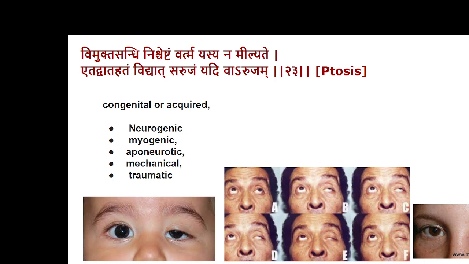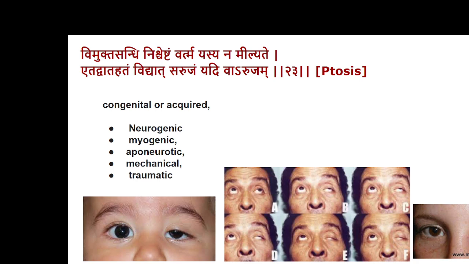Now, the next is about Vatahata Vartma: Vimukta Sandhi Nishchesham Vartma Yasya Na Milyate, Yat Vatahatam Vidyat Sarujam Yadi Va Arujam. An inability to open the eyelids due to any of the other factors is called Vatahata Vartma. In the present day, we name that condition ptosis. Ptosis can be produced due to many factors. It can be either congenital or acquired.